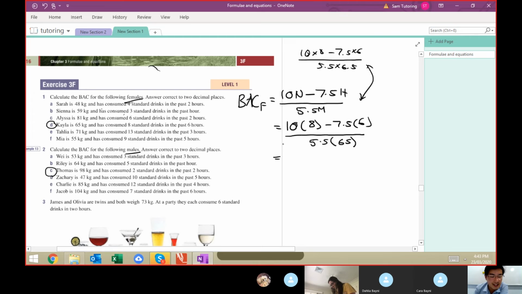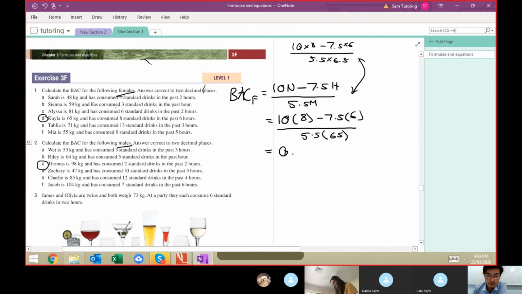So what does it actually compute to? I will check. 7.5 times 6 all over 5.5 bracket 65. Uh-oh. It's not good. She's over. Anyone else got this value? So is Kayla able to drive? No. Game over. She can't drive.